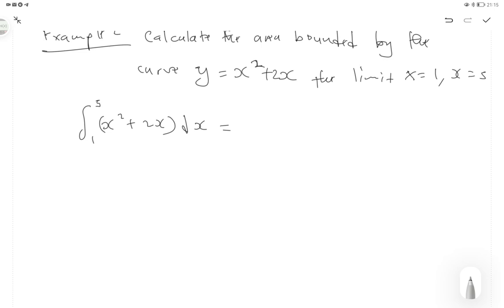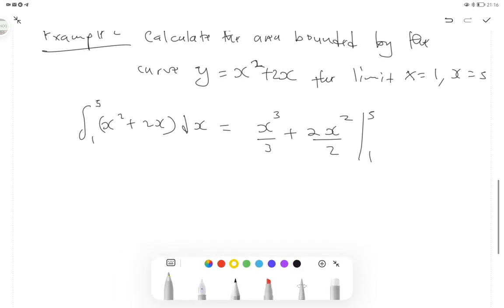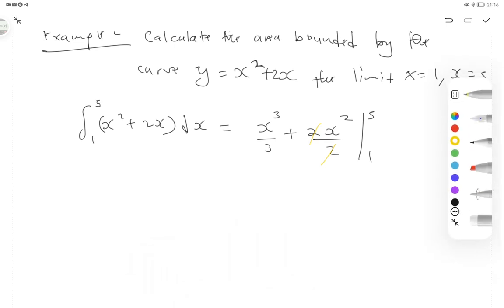I have x squared, so it will be x power 3 divided by 3, the new power is 3, plus 2x, which is power 1. If we add 1, it will be 2, divided by the new power, 2. Then the upper limit is 5, the lower limit is 1. The 2 and 2 will cancel. After the cancellation, we're going to have x power 3 divided by 3 plus x squared. Upper limit is 5, lower limit is 1.